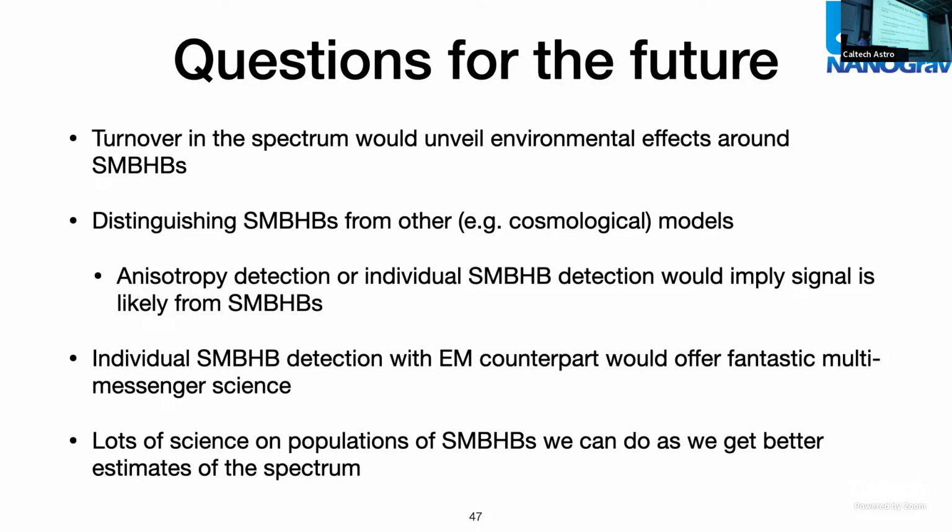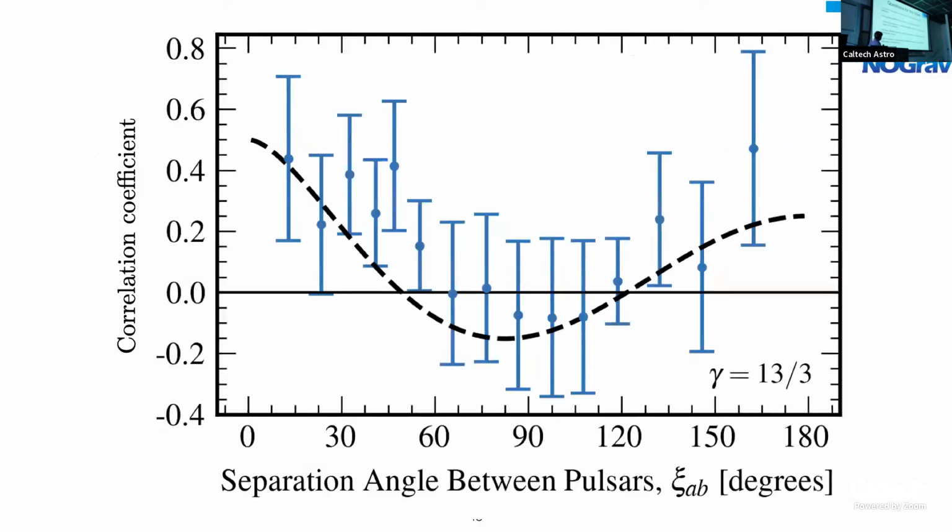And then, as I said, there's a lot of science on populations of supermassive black hole binaries that you could potentially get as we get better estimates of the spectrum, as we start to measure how the spectrum deviates from 13/3, potentially how individual frequency bins are larger or smaller than others will start to tell us about how these supermassive black hole binaries look in the whole universe. So I'm going to end there by leaving this plot up, and I'll go ahead and take questions.